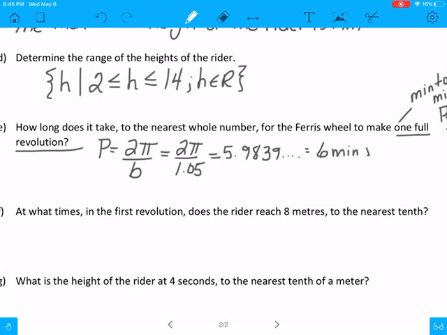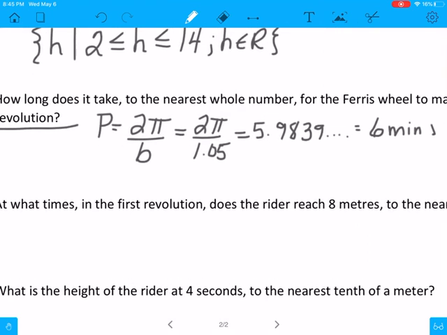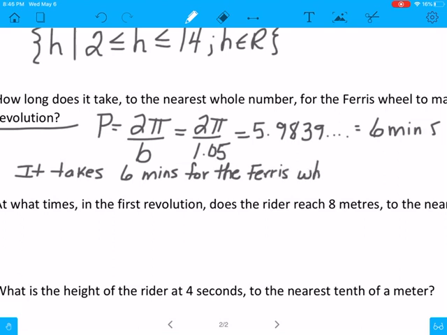So they want to know how long it takes for the Ferris wheel to make one full revolution. It takes 6 minutes for the Ferris wheel to make one revolution.